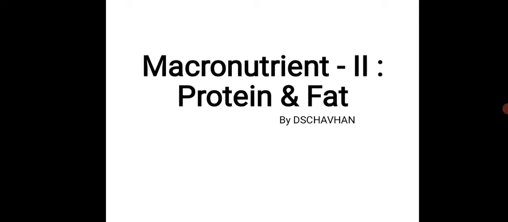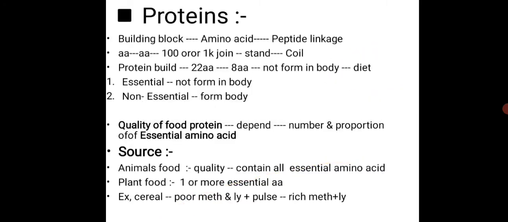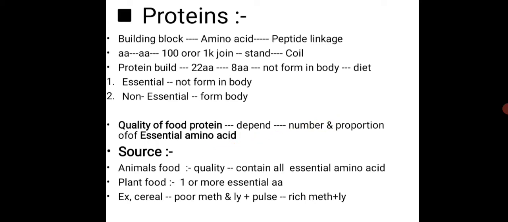In the previous video we discussed micronutrients part 1. In that we discussed carbohydrate and water, and here we discuss protein and fat in micronutrients part 2. As you know, what are macronutrients? Macronutrients are the nutrients that our body requires in a large amount. So next, number one, is protein.